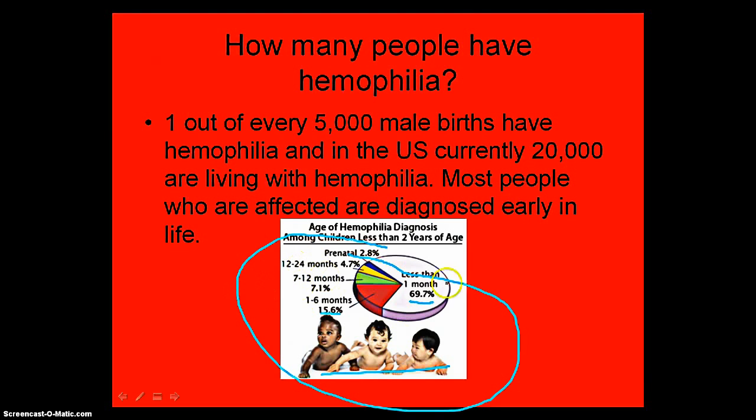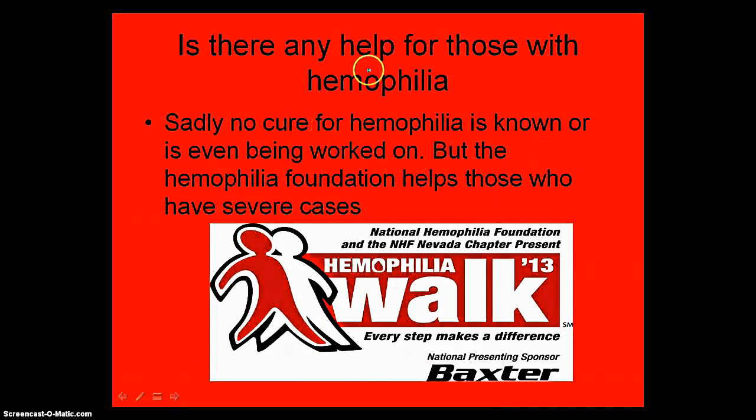7 to 12 months is 7.1%, and you can read the rest. Only 20,000 people are really affected by it in the U.S., which isn't that much, I think, in comparison to other genetic disorders. So I really think that this one is, not that it's less important at all, just a little bit less noticed or known. There is no cure for hemophilia, and it's not even being worked on.